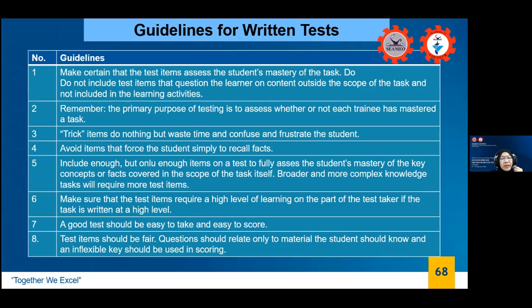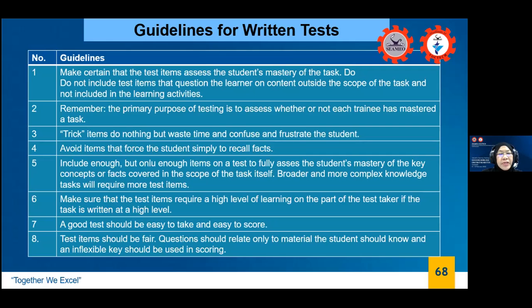What are the guidelines that we need to follow when we develop a written test? These look very long, but they are really quite straightforward. Simply, number 1, make certain that test items assess the student's mastery of tasks. Meaning to say, the test that you are going to develop has to do with your students having mastered the task. Having mastered means they know very well and they can perform well. And it all depends on your learning outcomes.